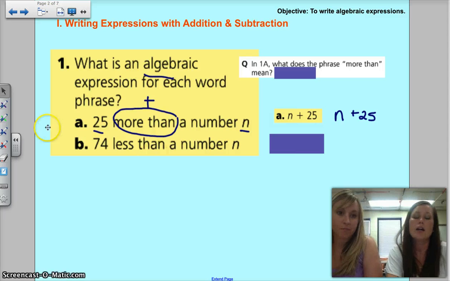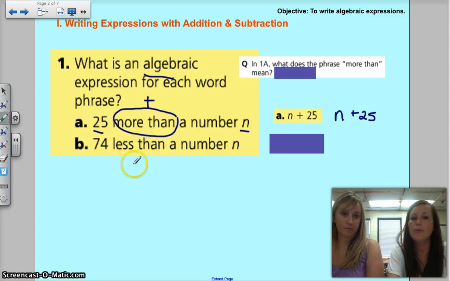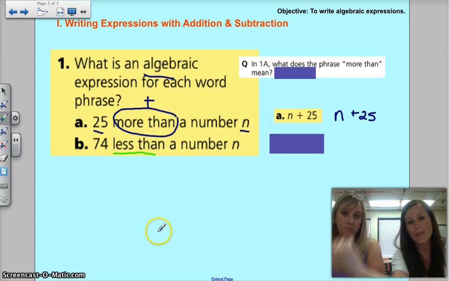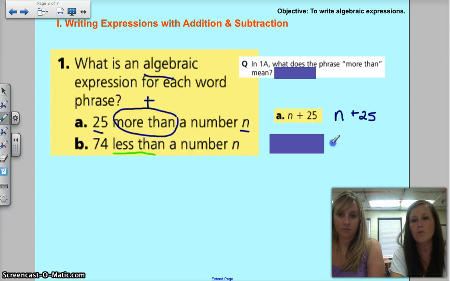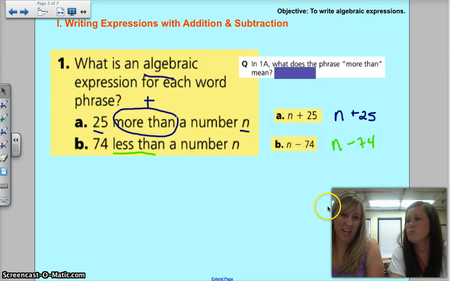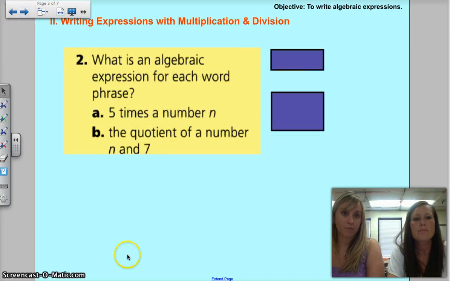Same example, probably going to be minus, because it says less than. 74 less than a number n. I know that the 74 is going to go at the end: n minus 74. Awesome. If you mix those up, you're going to get a different answer with subtraction, because I can't do subtraction in any order I want.